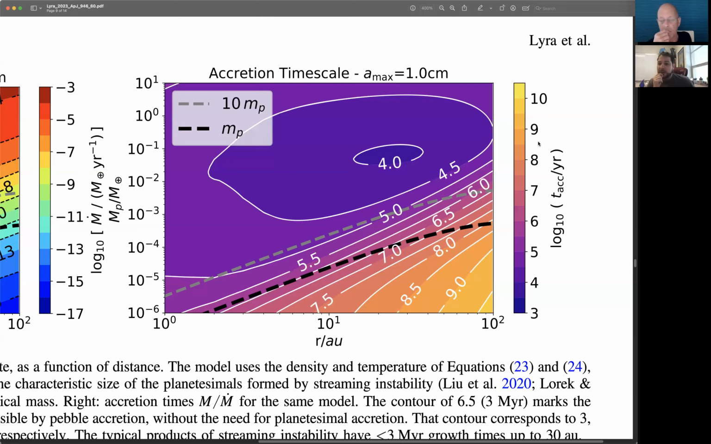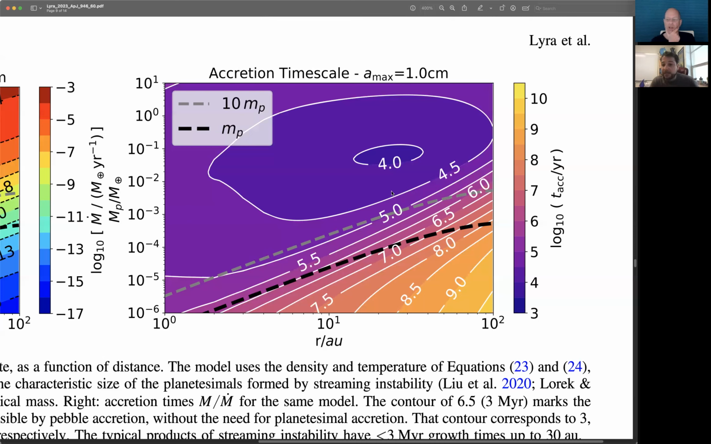As I said before, the disk lives for about 10 million years, so you have enough time to do significant growth, to double or triple in mass, if this accretion time scale is of the order of 1 million years. Anything that has an accretion time scale longer than about 1 million, 10 million years is not going to grow significantly within the lifetime of the protoplanetary disk. But if the accretion time scale is less than that, then you can have a significant phase of growth just through this polydisperse accretion.